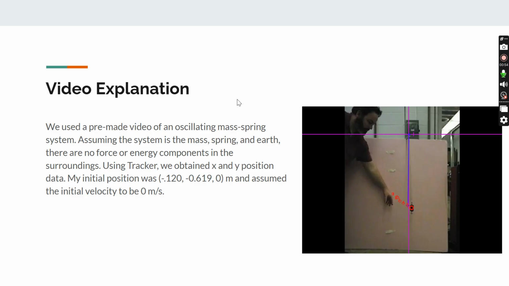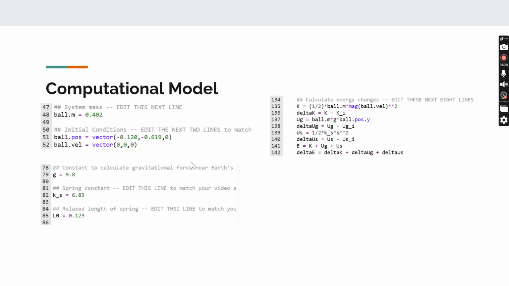Our video explanation: we used a pre-made video of an oscillating mass spring system, and we assumed that the system was the mass spring in Earth, and therefore that there are no forces or energy components in the surroundings. And using Tracker, I obtained my initial position, which is shown right here, and assumed the initial velocity to be 0 meters per second.